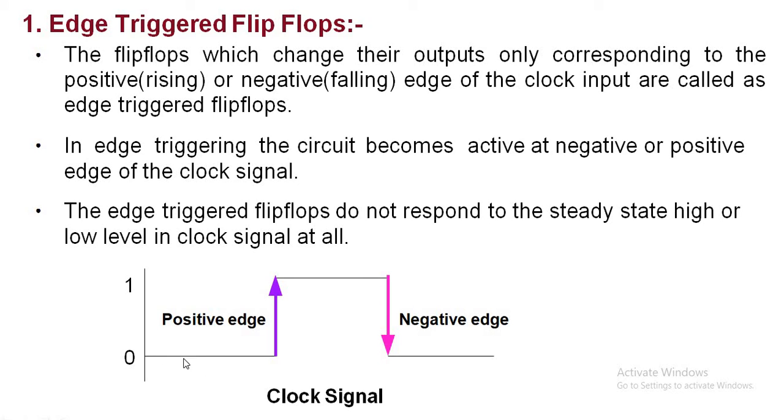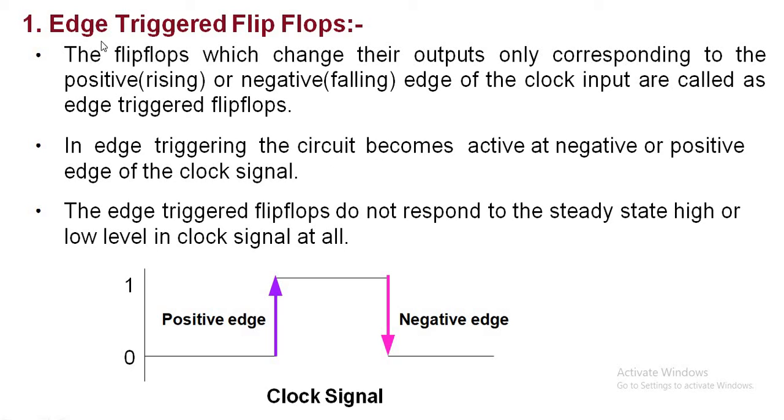Before starting triggering, first we will see the clock signal. This is a clock signal, or we can say a rectangular signal. In this rectangular signal, this is a low level of clock signal, this is a high level of clock signal. In between low and high, there are the edges of clock signal. Rising edge is called the positive edge and falling edge is called the negative edge. So depending on low, high and edges, there are two types of triggering, edge triggering and level triggering.